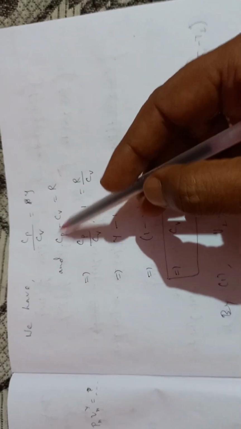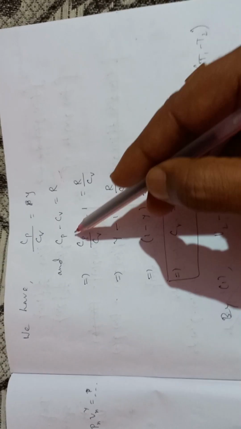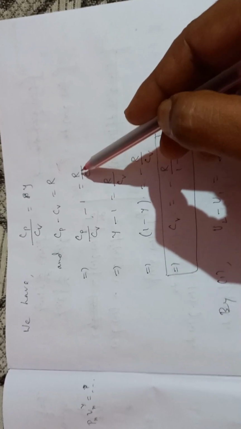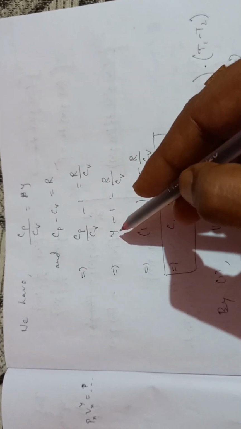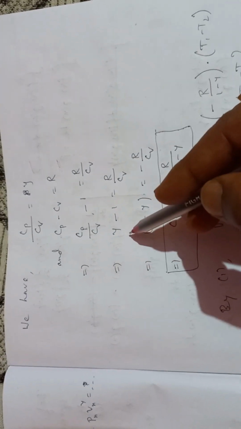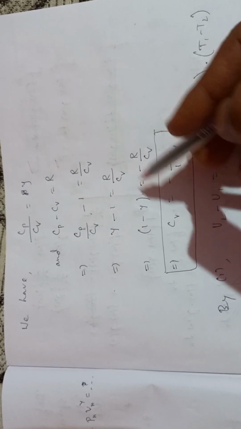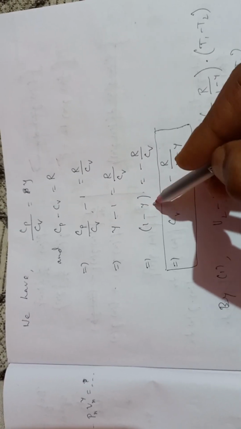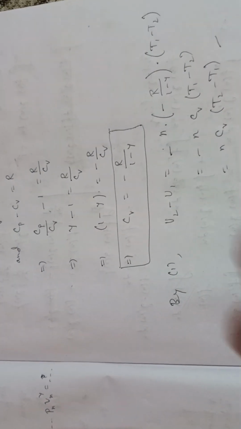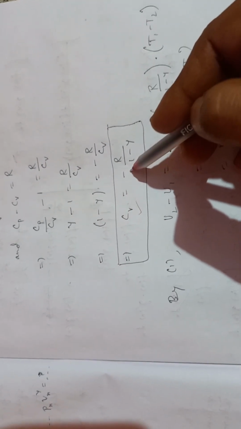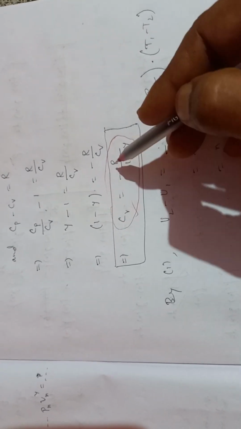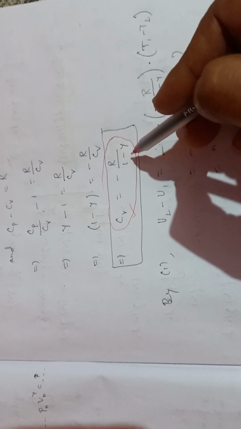If we divide this equation by Cv, we will get Cp by Cv minus 1 equal to R by Cv. Since Cp by Cv is gamma, this will be gamma minus 1 equal to R by Cv. So we can rewrite this as 1 minus gamma equal to minus R by Cv. So Cv can be written as minus R by 1 minus gamma. Here we get Cv through R and gamma: Cv is equal to minus R by 1 minus gamma.